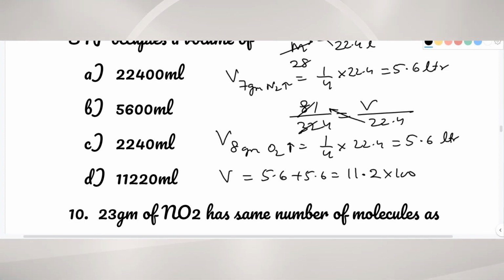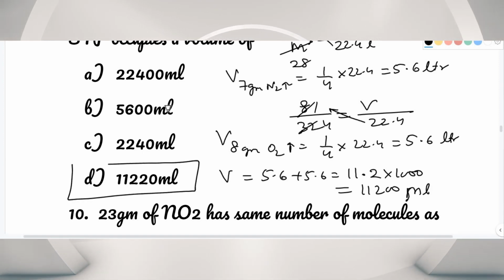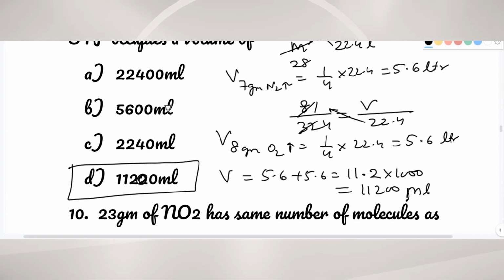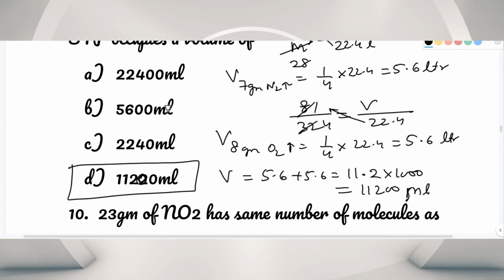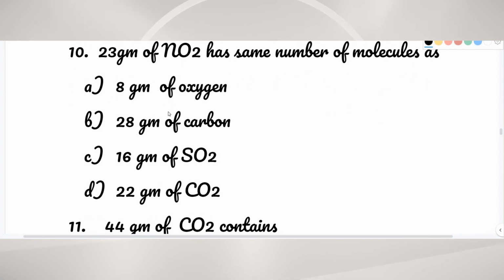So you just multiply by 1000, you get 11200 milliliters. So your option should be the last option, and here in this option I see that it is 11200 milliliters. Moving ahead to the 10th question.